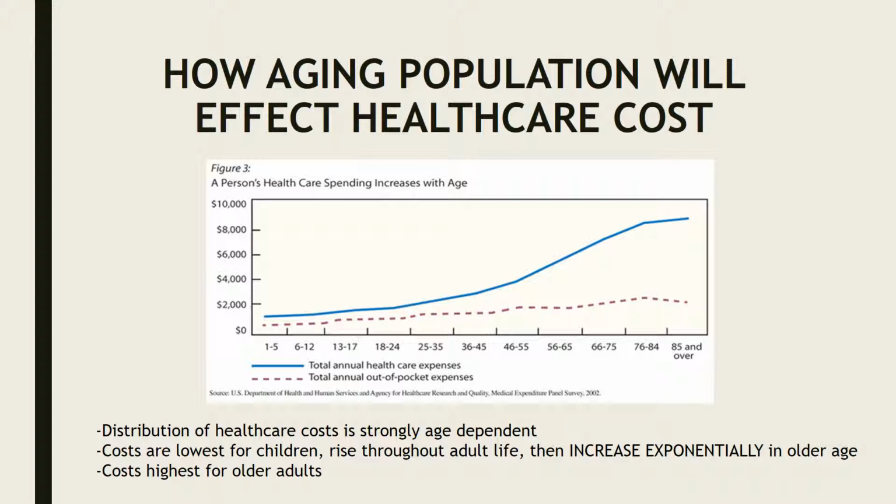So now I want to go over how the aging population will affect healthcare costs. Healthcare costs will have a very large effect because the distribution of healthcare costs is strongly age dependent. As you can see in the graph, it starts really low when you're a child, rises through the adult life, and then it spikes once you hit 50. So the cost is highest for older adults.